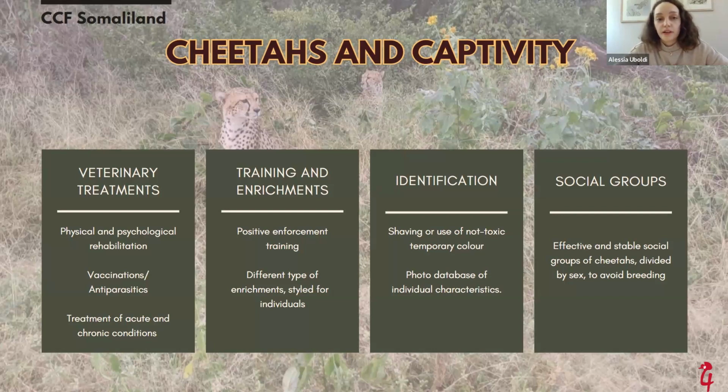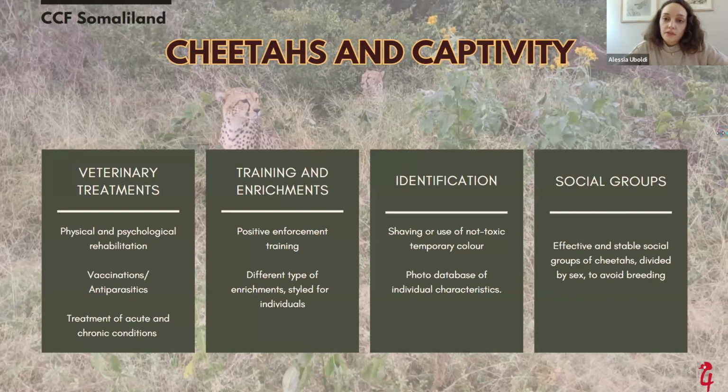So we provide temporary marks for the cubs, that could be a shaved area of the body or non-toxic color. And then once grown up, we made a photo database of each individual, and we learned how to recognize them. In fact, cheetahs have a unique pattern of spots. And then also there is the creation of social groups.